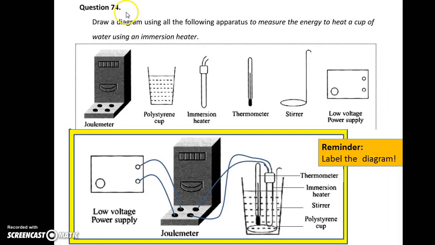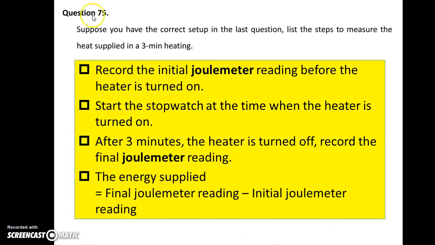Question 74. The setup here is used to measure the energy to heat a cup of water using an immersion heater. And don't forget to label your diagram. Question 75. To measure the heat supply in the 3-minute heating, we should record the initial joulemeter reading. Then start the stopwatch when the heater is turned on. After 3 minutes of heating, we turn off the heater and record the final joulemeter reading. The energy supply is the difference of the two readings.